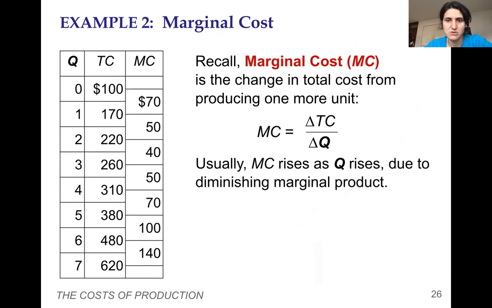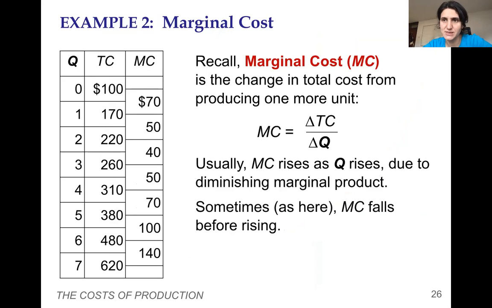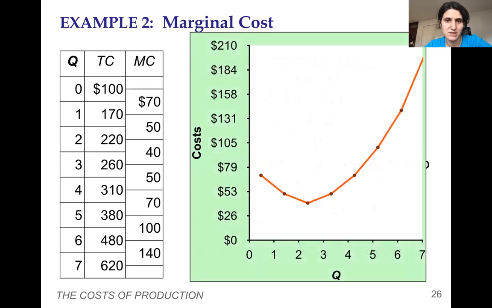So this is the marginal cost. And usually marginal cost rises as Q rises due to diminishing marginal product. And sometimes, as in here, marginal cost falls before rising. So in the earlier example, we have the marginal cost rising from the beginning. But in this example, first marginal cost falls, then starts to rise. And in some other example, it can be constant.